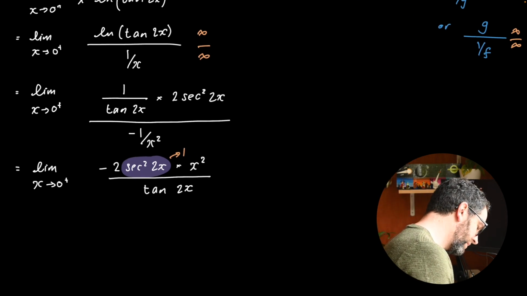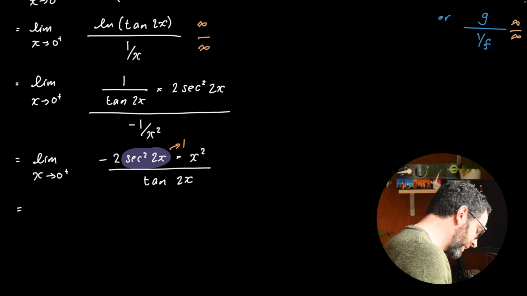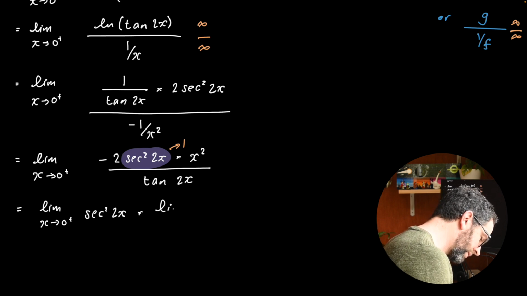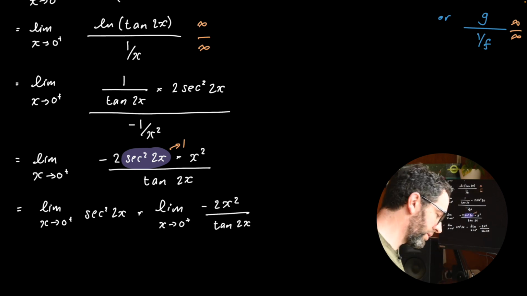So what I can do is take that part of the limit out separately. So that equals, and again I'll spell it out in full just to be clear about what I'm doing, this is the limits product law. I can take the sec squared piece out the front, that I know is going to go to 1, times the limit as x goes to 0 plus of negative 2x squared over tan 2x.